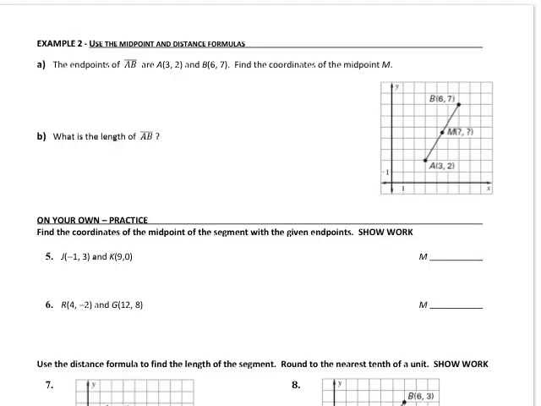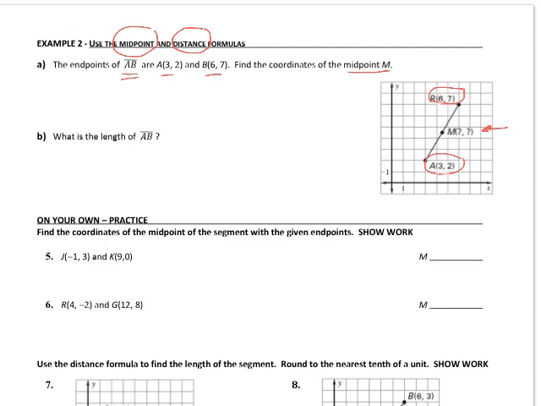Alright, we're on the back side of the paper for example number 2, and it asks us to use the midpoint formula as well as the distance formula. So for part A, we're given that the endpoints of AB are (3, 2) and (6, 7). If you look at the diagram, here's point B, here's point A. It says find the coordinates of the midpoint M. So notice what they're asking us to find is the halfway point.